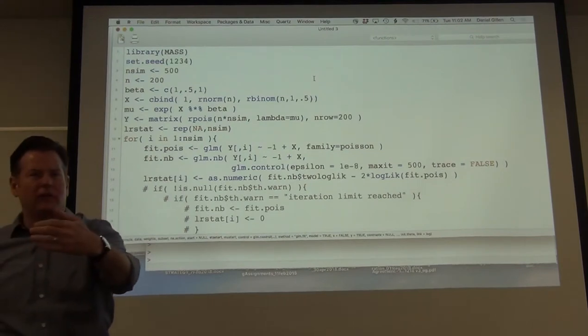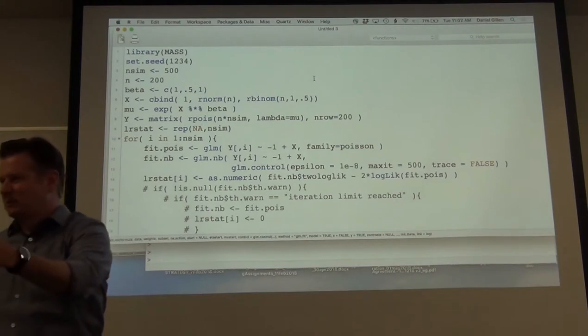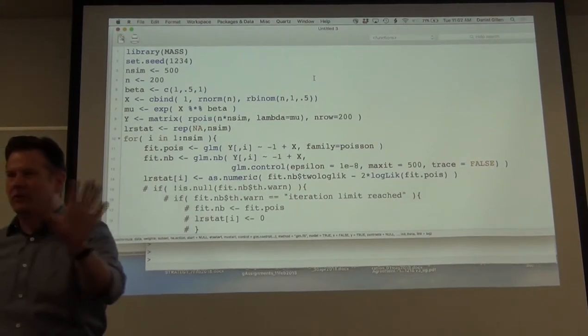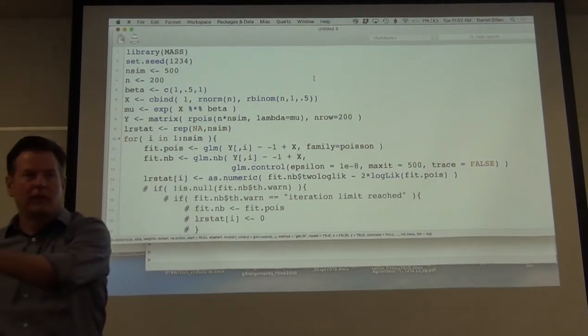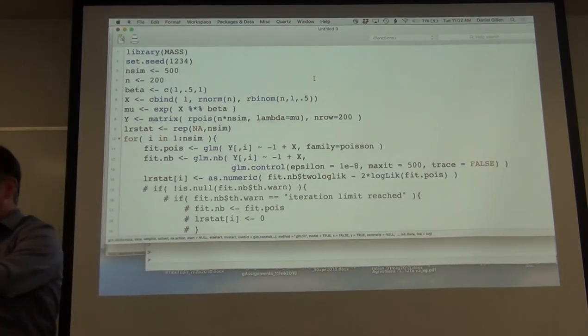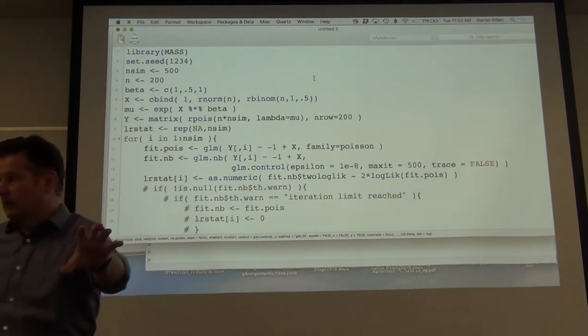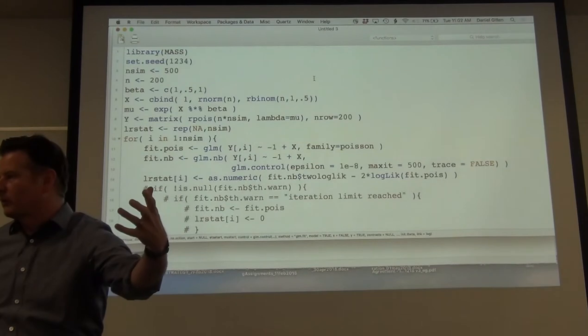Did you guys confirm that for yourself, by the way? Anybody? You might want to do that. You've written down the log likelihood for the negative binomial model. You've got to think about what happens as alpha goes to 0. In theory, that thing should be going down to the log likelihood for the Poisson model, if this is going to make any sense whatsoever.